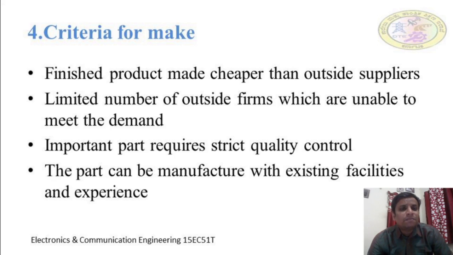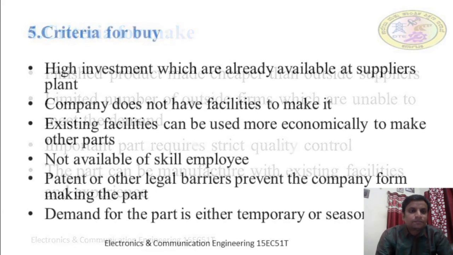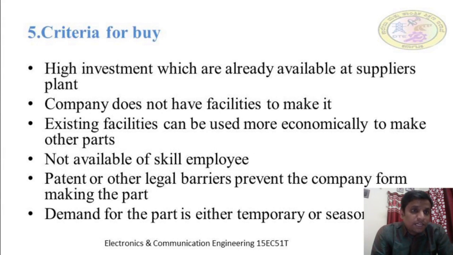ದ ಪಾರ್ಟ್ ಕ್ಯಾನ್ ಬಿ ಮ್ಯಾನುಫ್ಯಾಕ್ಚರ್ ವಿತ್ ಎಕ್ಸಿಸ್ಟಿಂಗ್ ಫೆಸಿಲಿಟೀಸ್ ಆ್ಯಂಡ್ ಎಕ್ಸ್ಪೀರಿಯನ್ಸ್. ನಾವು ಏನು ಮ್ಯಾನುಫ್ಯಾಕ್ಚರ್ ಮಾಡ್ತೀವಿ ಎಕ್ಸಿಸ್ಟಿಂಗ್ ಫೆಸಿಲಿಟೀಸ್ ಮತ್ತು ಎಕ್ಸ್ಪೀರಿಯನ್ಸ್ ಮೇಲೆ ಅದು ಒಂದು ಫ್ಯಾಕ್ಟರ್ ವಿ ನೀಡ್ ಟು ಕನ್ಸಿಡರ್ ವೈಲ್ ಮೇಕಿಂಗ್ ಎ ಡಿಸಿಷನ್ ಅವರ್ ಸೆಲ್ಸ್. Next one is criteria for buying a decisions.